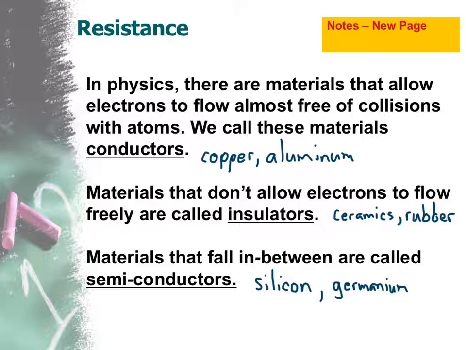Okay, so we have things that allow electrons to flow, and we have things that stop electrons from flowing very well, and then we have some things that are in between.